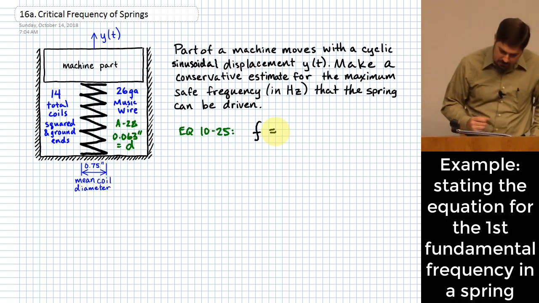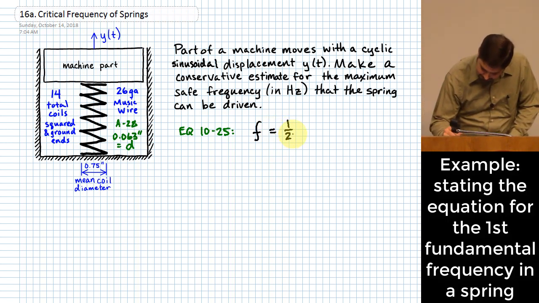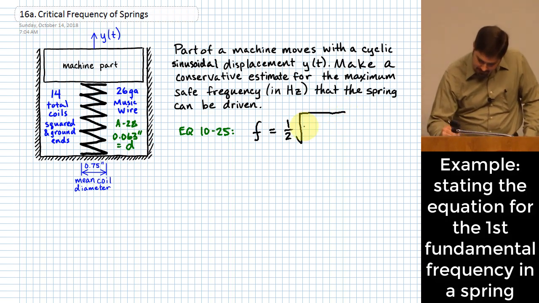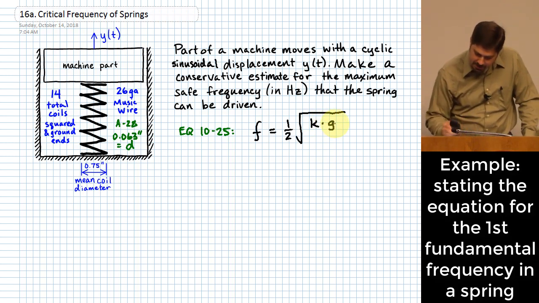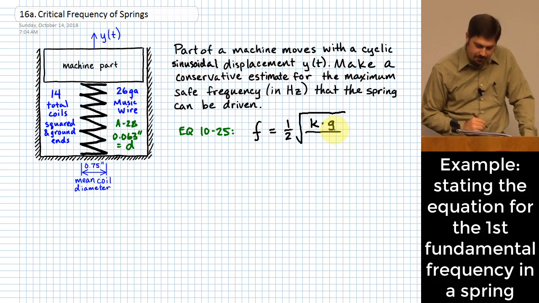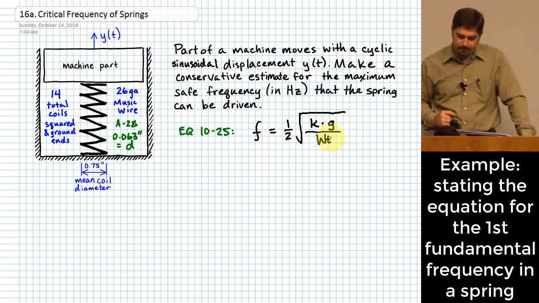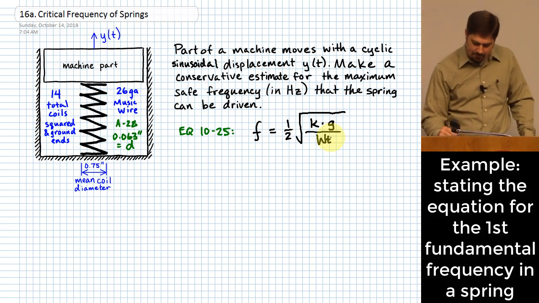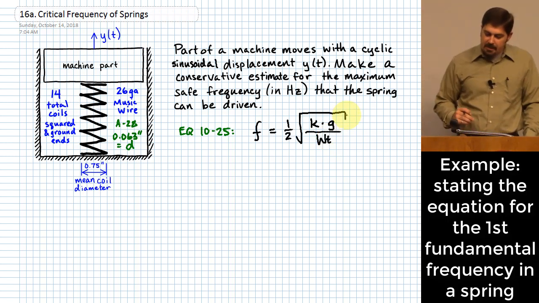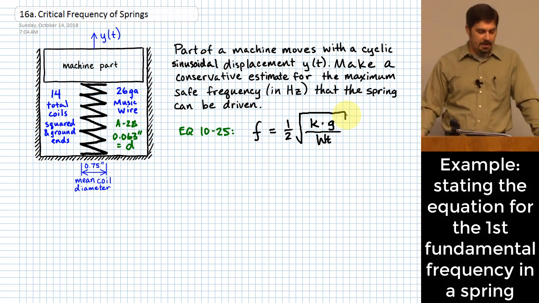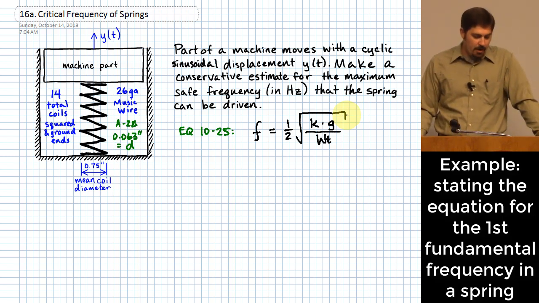This is going to be equal to 1/2 of the square root of the spring constant k times the gravitational acceleration g, all divided by the weight of the spring. And actually what this really gives you is what they call the first harmonic or first fundamental frequency of the spring.